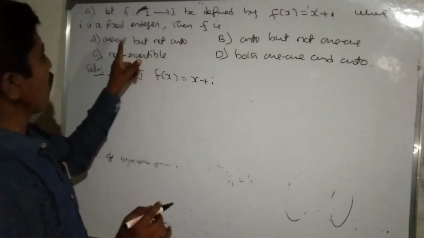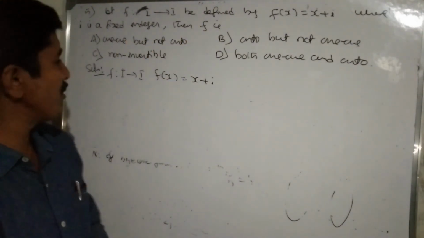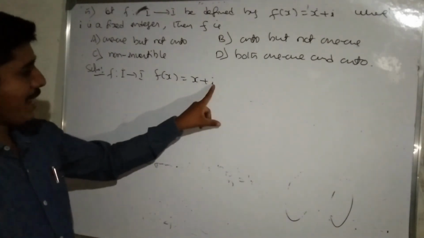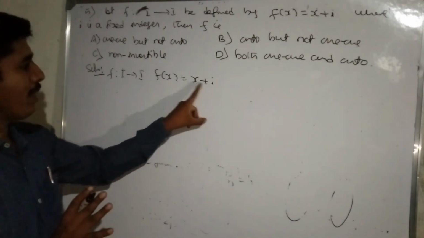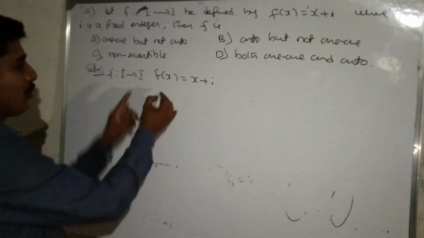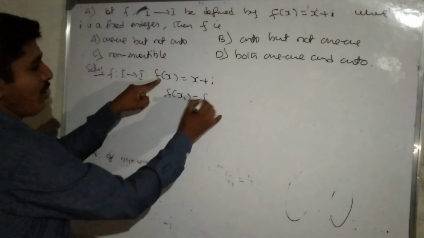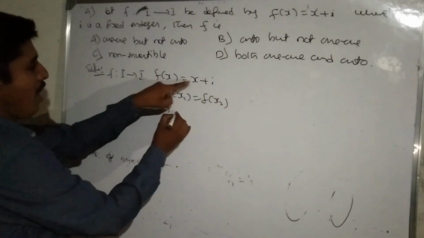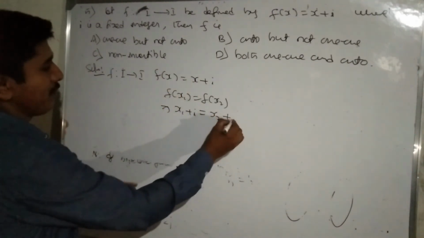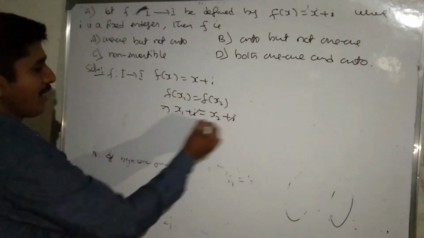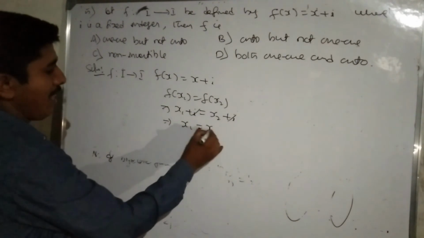Then f is, let us verify whether it is one-one and onto. Here f(x) equals x plus i, where i is a fixed integer, not a variable. Take the one-one condition, f(x1) equal to f(x2). Then x1 plus i equals x2 plus i. Since i is fixed, it cancels, then x1 equals x2, hence f is one-one.